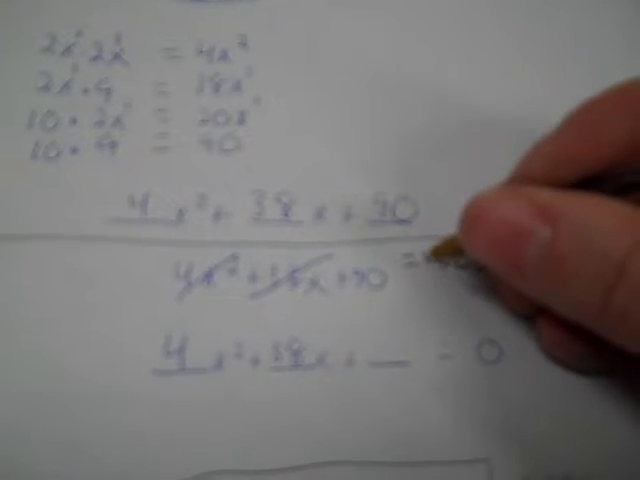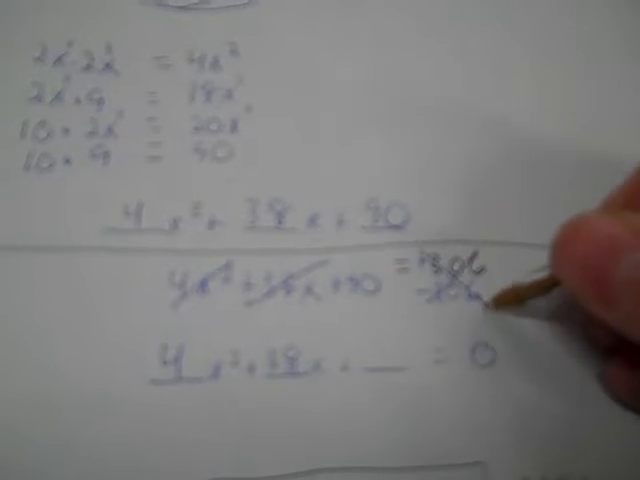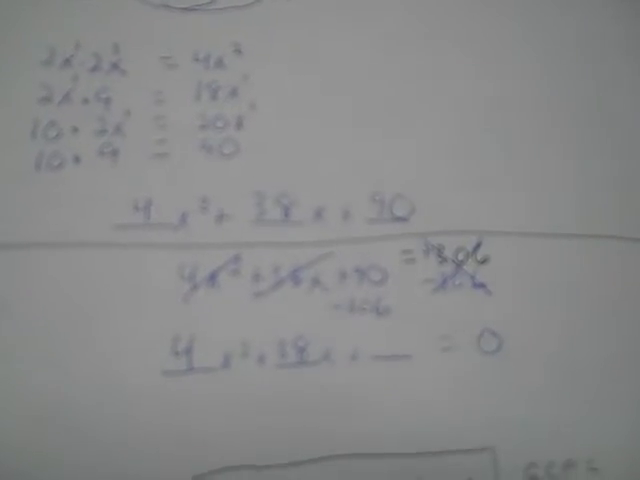Regular x, I got 38. Now numbers without x's, I have these two, but they're on opposite sides of the equals. So what I do is I put a plus on that 306 and subtract it so that it goes away. And then I subtract it under the 90. Okay, so I take 90 minus 306, and I get negative 216.